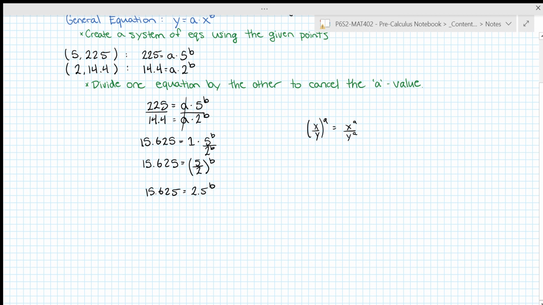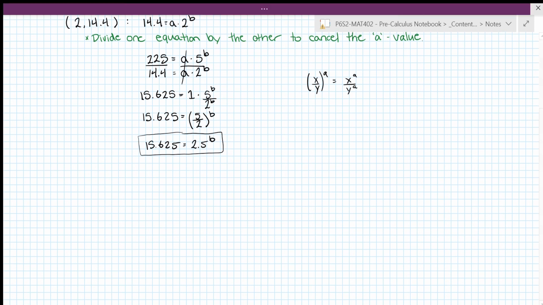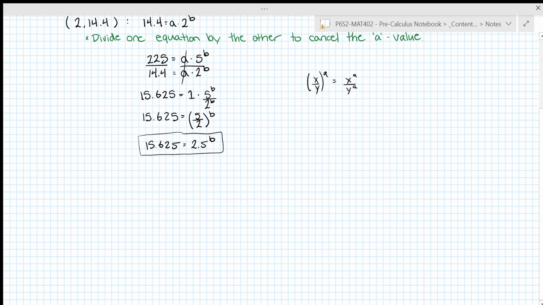So again, I divide to cancel the a's and get rid of those, to get this thing where I have one equation with one unknown. But this is a little trickier because my unknown here is in the exponent. That b value is up in the exponent. So to get it out, we need to use logs.